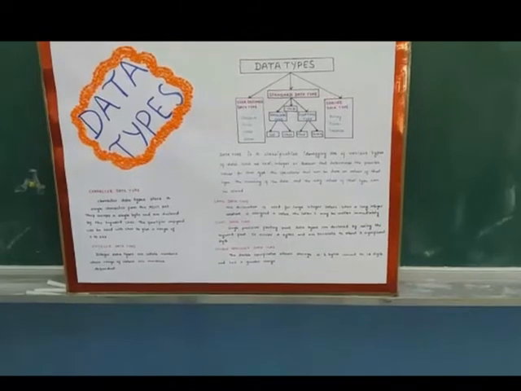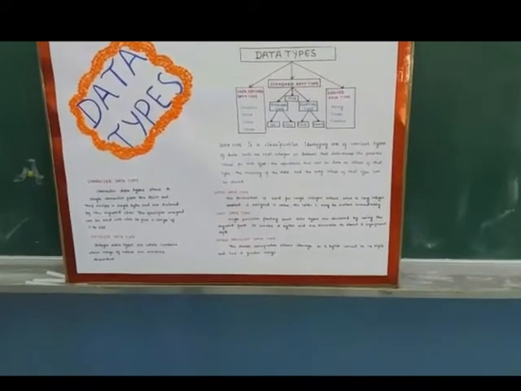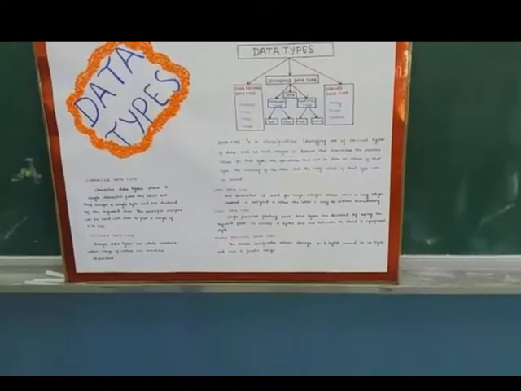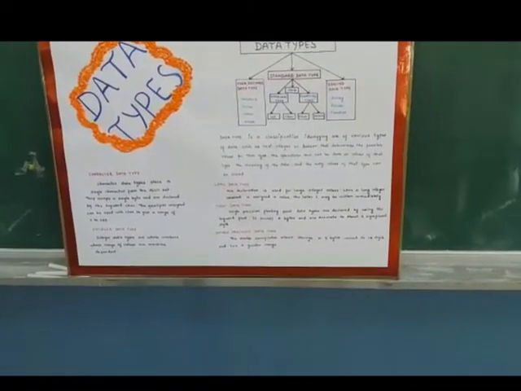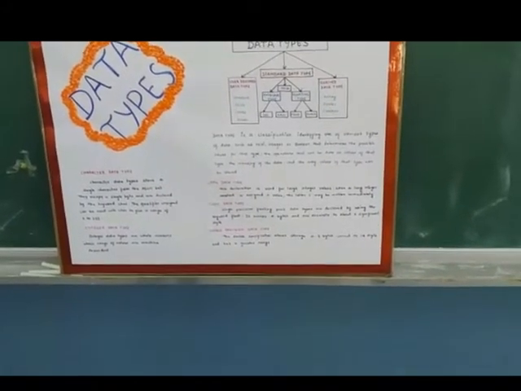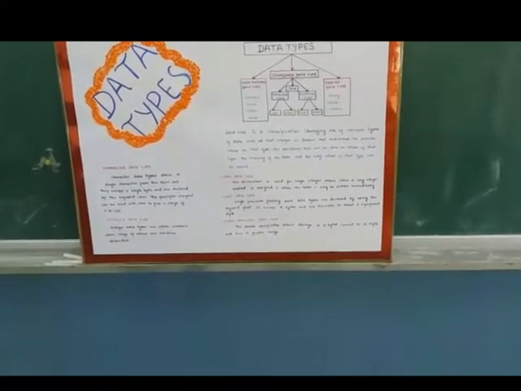And let me tell you what is float data type. Float data type is a single precision floating point data type, declared by using the keyword float, and it occupies 4 bytes of memory, and it is accurate to about 6 significant digits. And the range of values is from negative 3.4e minus 38 to 3.4e plus 38.